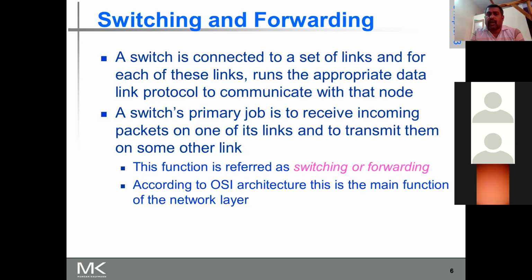A switch's primary job is to receive incoming packets on one of its links and to transmit them to some other link. It's very simple. It will take the packet from that particular link and transmit it to another particular link. This function is referred to as switching or forwarding. According to OSI architecture, this is the main function of the network layer. So now we are at the network layer.